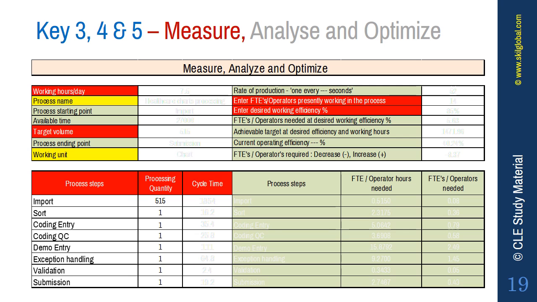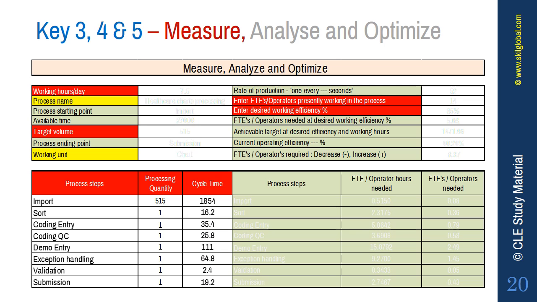Now, specify the processing quantity for each step. In this example, all the files are imported at once, so the processing quantity is 515. Sorting is done file by file, so the processing quantity is one at a time. Similarly for all others. Now capture cycle time in the fields.